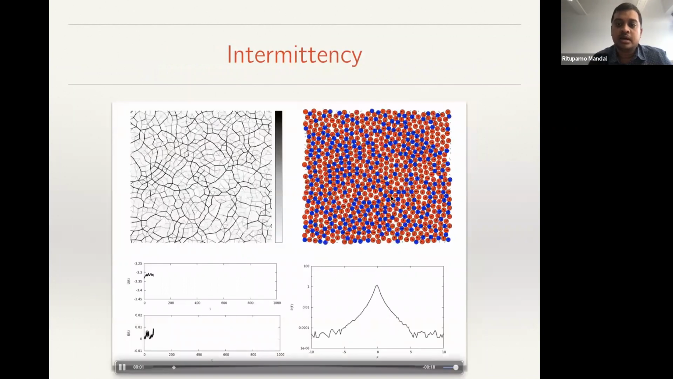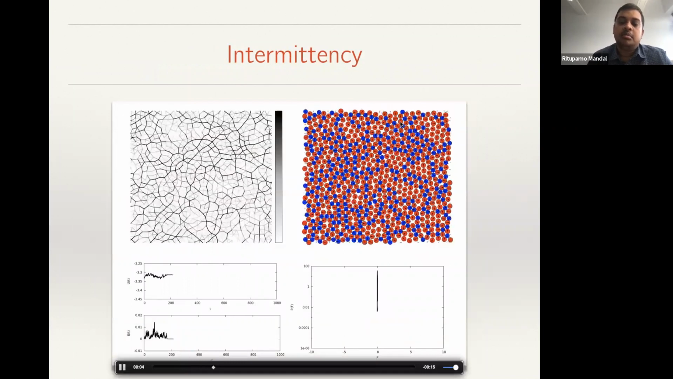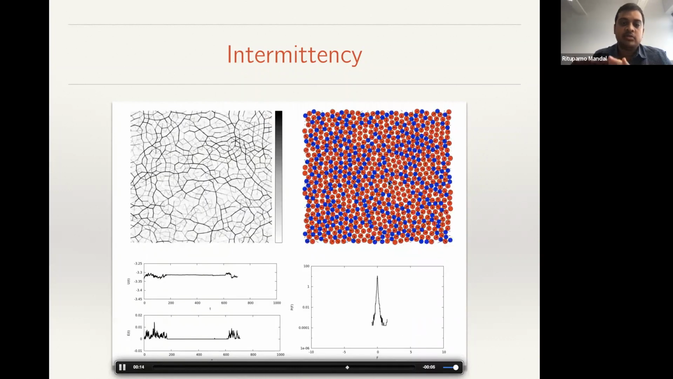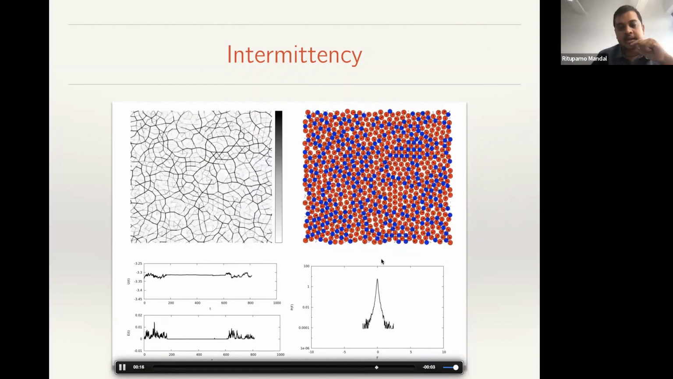So we look at the particles, and you see that sometimes they move and then they get stuck. And the force network also gets stuck. You see the potential energy, initially it was fluctuating and then got stuck. And then again the force balance breaks, and then it starts moving.